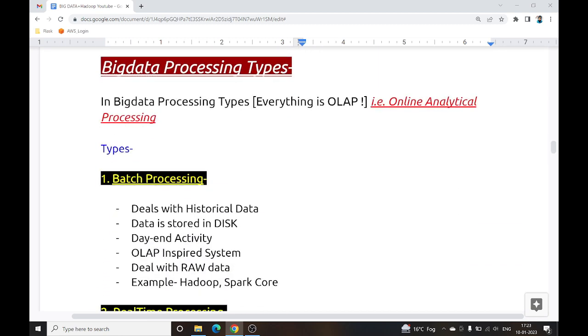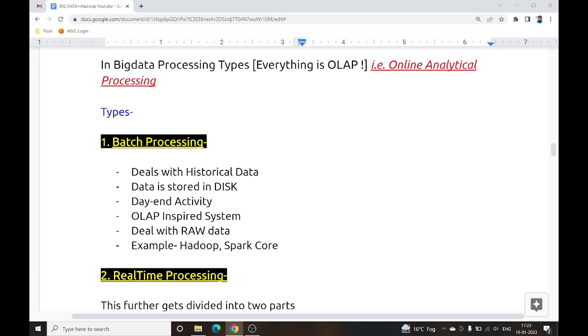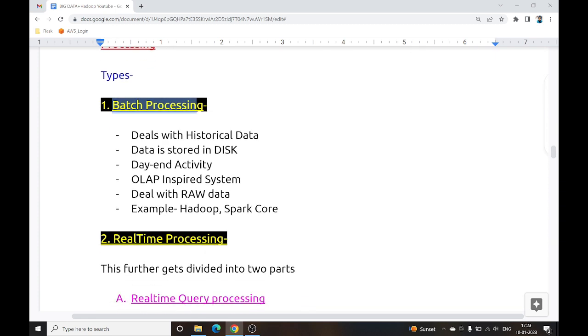If I talk about big data processing, it is further divided into two types, batch processing and real time processing. In some scenarios we deal with real time processing also in big data. We will discuss this later. As I told you, batch processing deals with historical data stored on disk, which is the hard disk of our system. This is the day end activity, or mid of the day activity. This deals with raw data. Examples are Hadoop, Spark Core, etc.